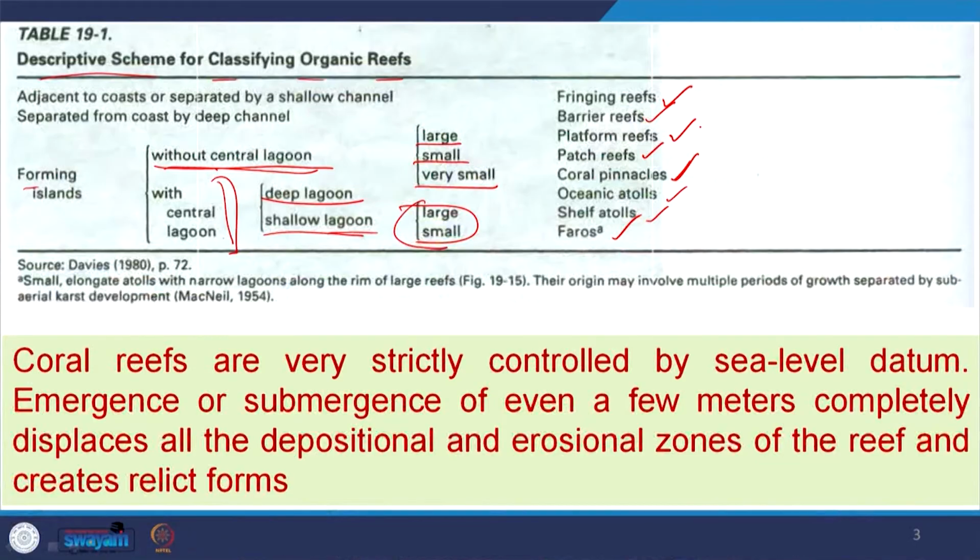So, coral reefs are very strictly controlled by sea level datum. Emergence or submergence, even by a few meters, completely displaces all the depositional and erosional zones of the reefs and creates a relict form, because they are very sensitive to water level, they are very sensitive to climate change, they are very sensitive to Eh-pH conditions or the chemistry of the water, and the temperature of the water.